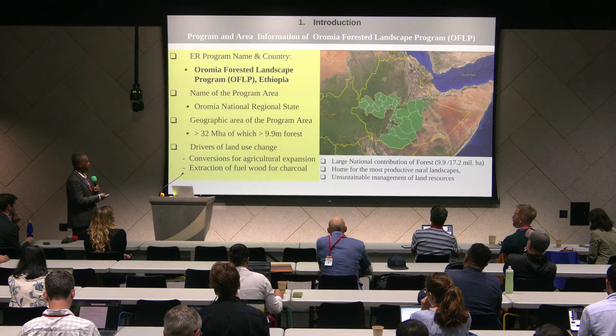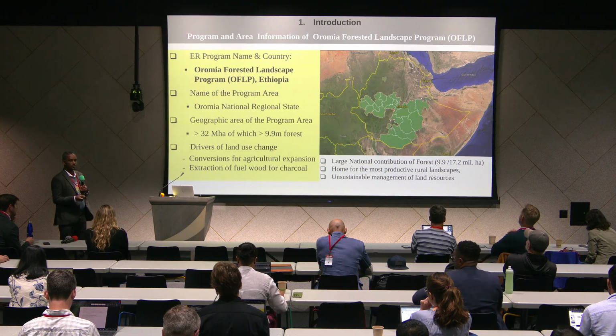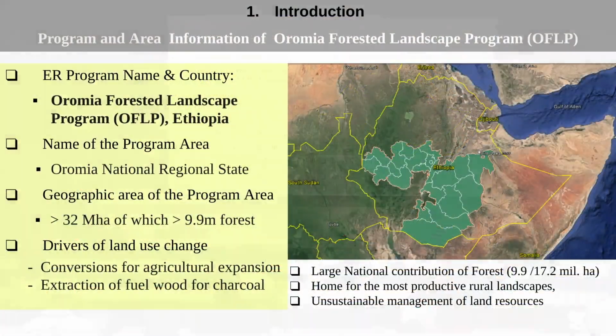Where is Oromia? Oromia is in Ethiopia. It is located here, and the program is the Oromia Forest Landscape Program. It is a pilot program for Ethiopia in order to reduce emissions from deforestation and forest degradation. And the region was selected as a jurisdictional REDD+ program because of the huge forest resources as well as the unsustainable management of land resources. So the government of Ethiopia wanted to address those issues, piloting an initiative for a sustainable forest landscape program across the Oromia region.